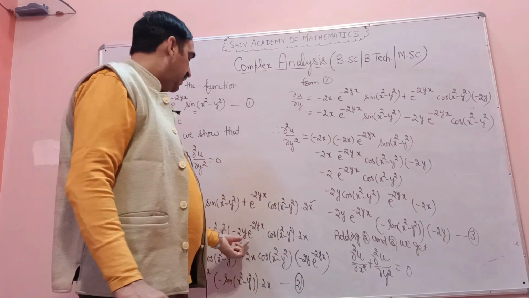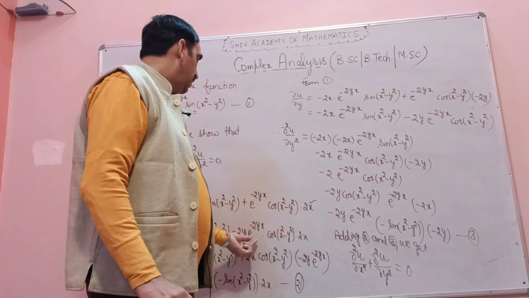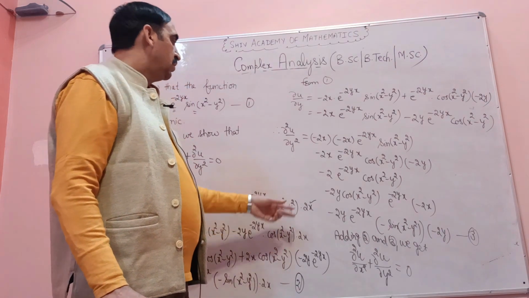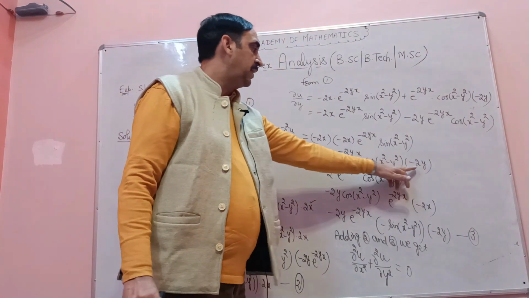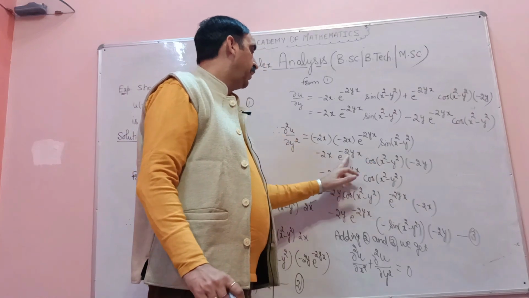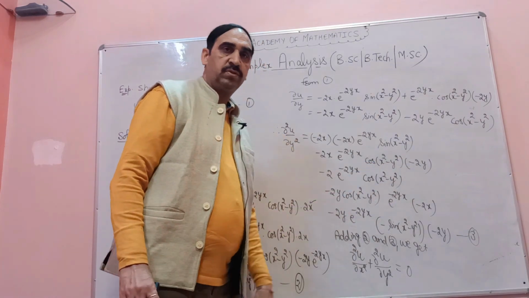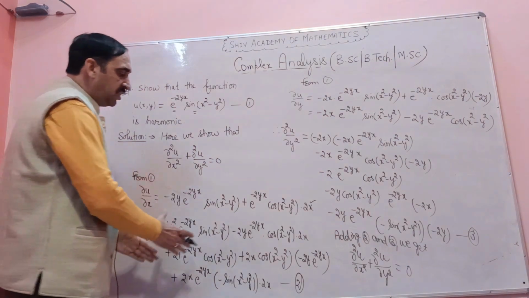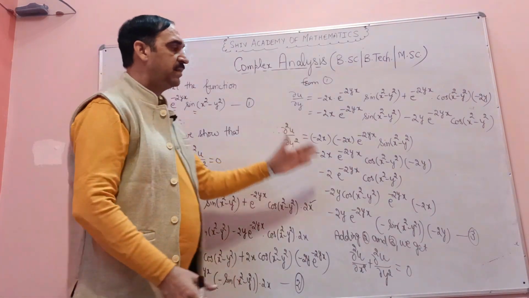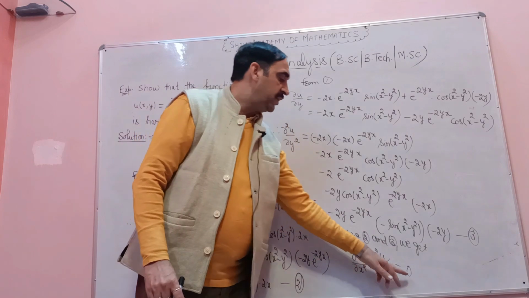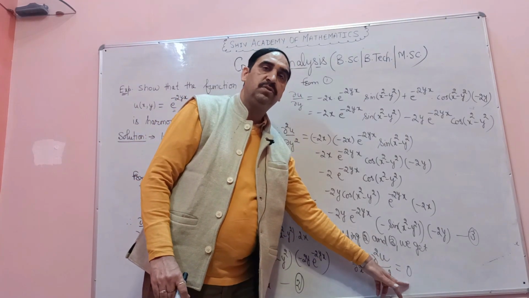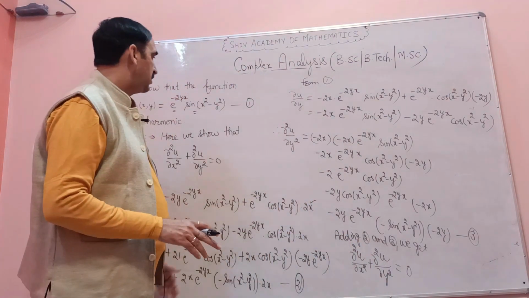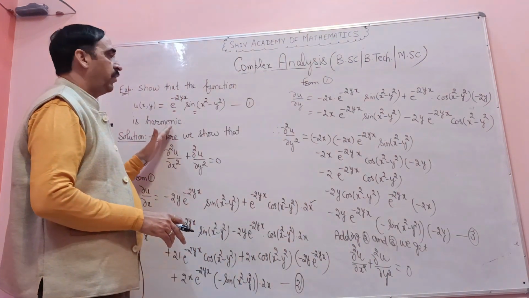Similarly, if you look at the second term, it is minus 4xy e to the power minus 2xy, and it is cos of x square minus y square. So look at this term, minus minus plus 4xy e to the power minus 2xy cos of x square minus y square. So when you add these two terms, definitely all these terms from this and this get cancelled out, and you get the value here 0. That means to say, we can say that this function u is harmonic.